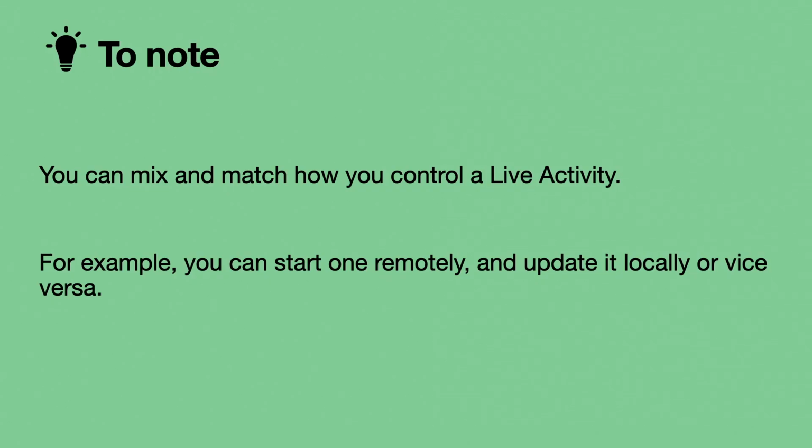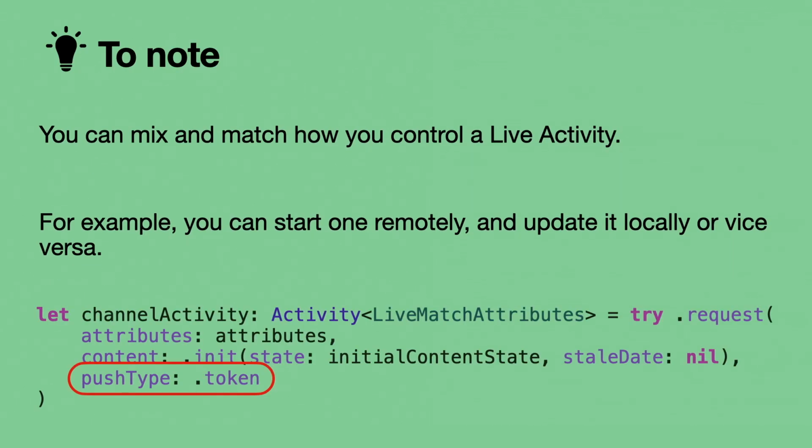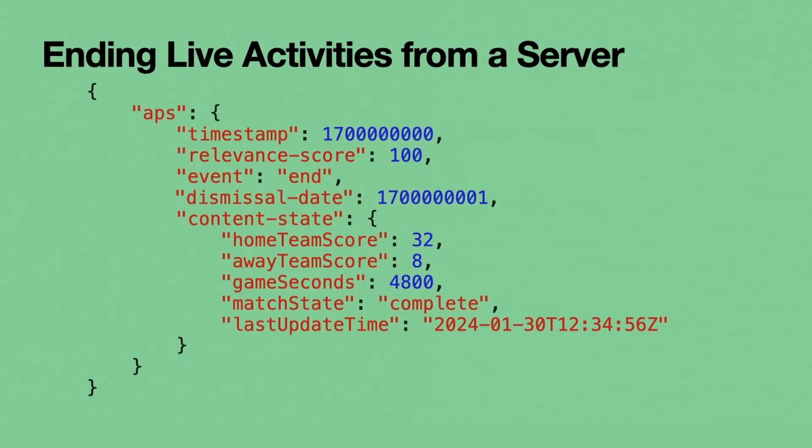But you could start one remotely and update it locally or vice versa, though it is worth noting that if you're going to start one on device and update it from a server later on, it's important to set the push type to token when you call that request method. So this is the code from before, just with the push type changed, and that'll ensure that the device generates and you receive an update token to use. You're probably starting to catch on now.